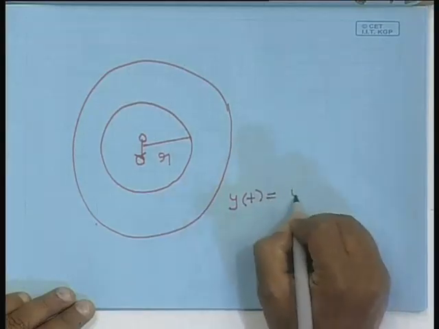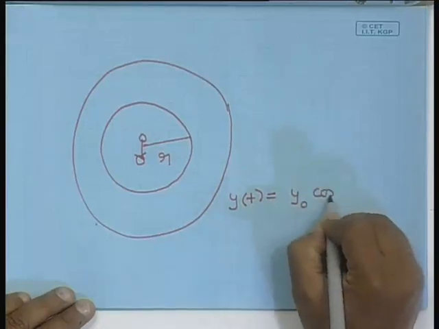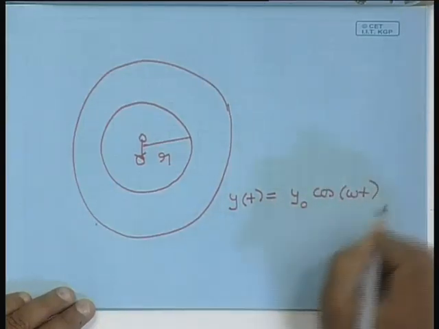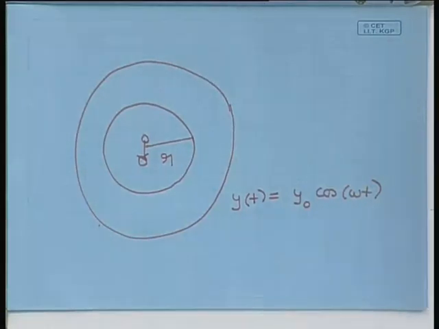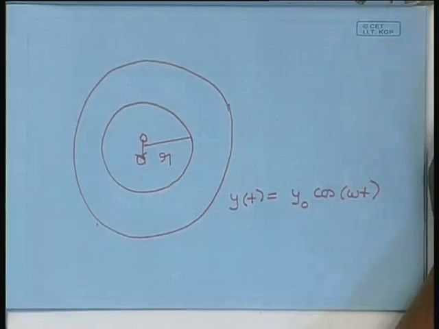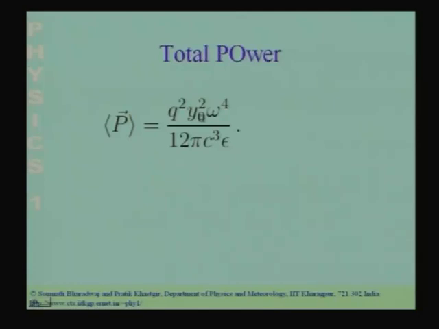Remember that we had assumed that the charge moves up and down the dipole. The displacement of the charge was given by y 0 cos omega t, and the total power that is emitted depends on this amplitude y naught squared. So, if I double the amplitude, the total power will go up 4 times. It also depends on the angular frequency to the power 4. So, if I make the charge oscillate twice as fast, the total power that is emitted will go up by 2 to the power 4, which is 2, 4, 8, 16. So, it will go up 16 times.